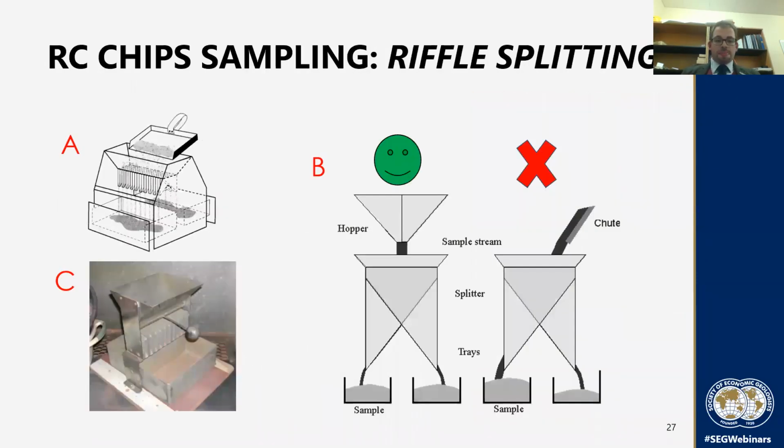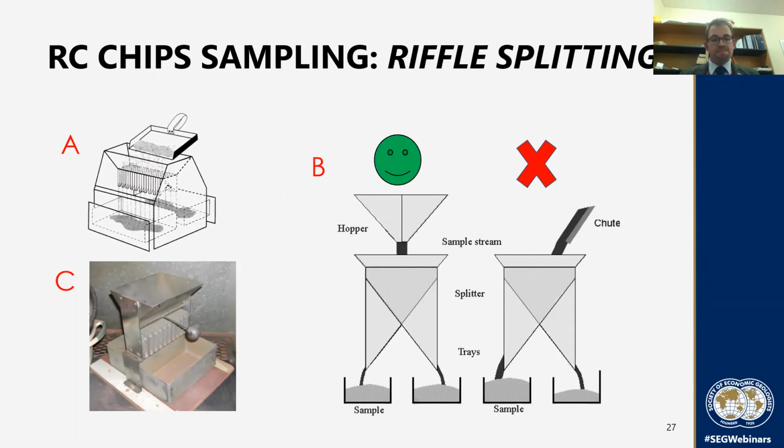So RC chip sampling is usually done on site, not so often in the lab. And remember what I said, RC drilling usually provides you with bags of crushed rock material. In order to obtain a representative sample, because usually these samples are several kilos heavy, or even dozens of kilos heavy, you need to provide representative subsamples that you then later use to send off to the lab or use as duplicates. And one way of doing it is using a riffle splitter.